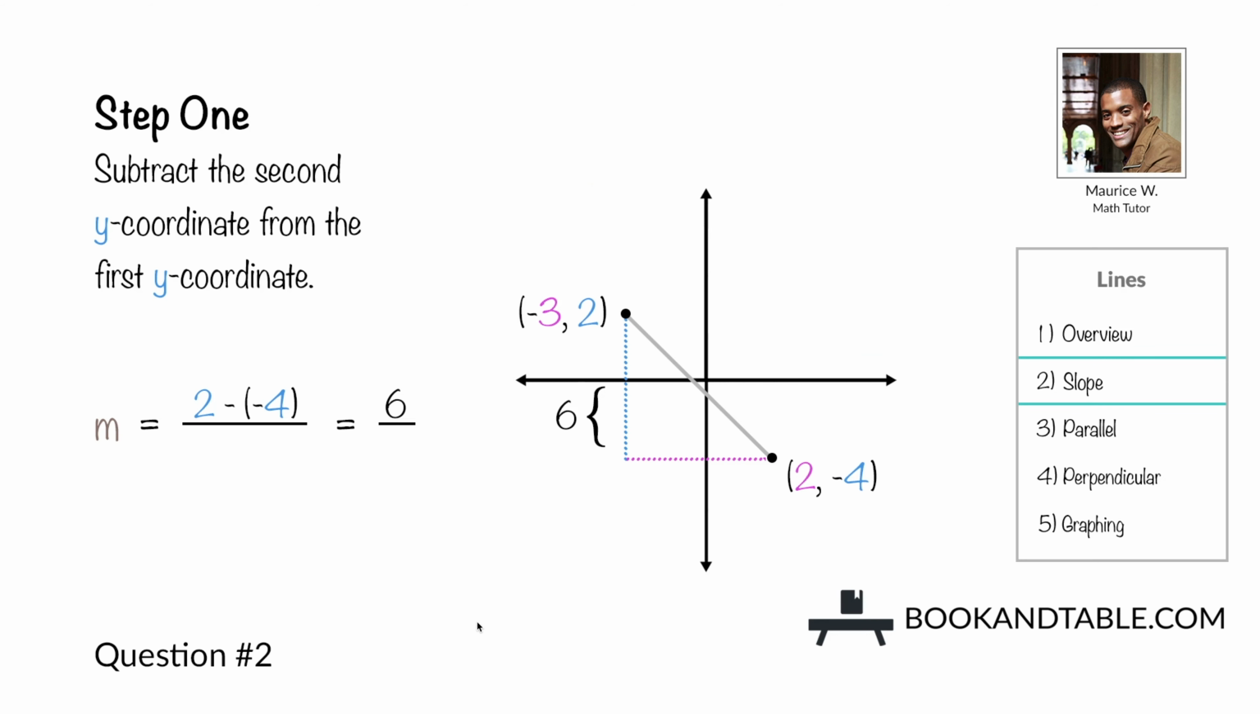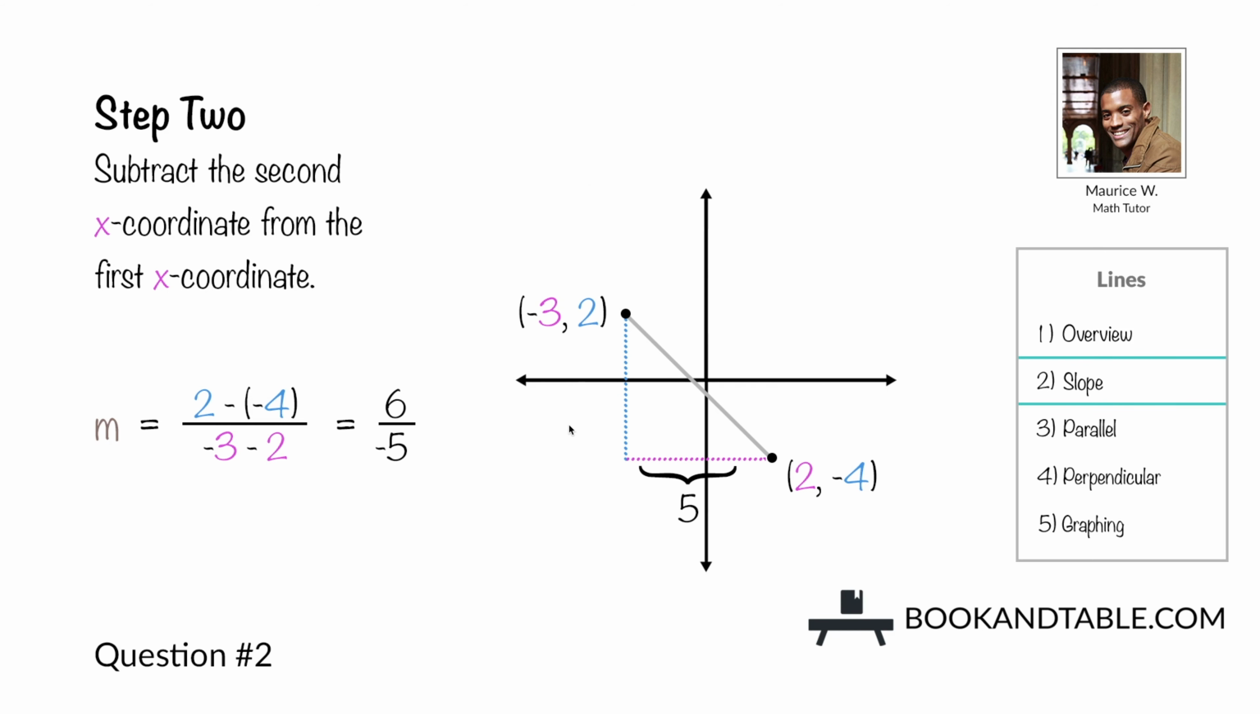Question number 2. The 2 points we had were -3, 2 and 2, -4. Step 1, subtract the second y-coordinate from the first y-coordinate. That gives you 2 minus -4. Minus a negative turns it into addition. 2 plus 4 equals 6. The distance between +2 and -4 has a total distance of 6.